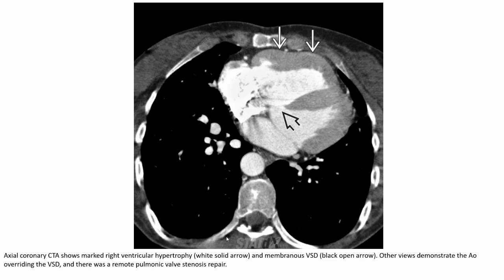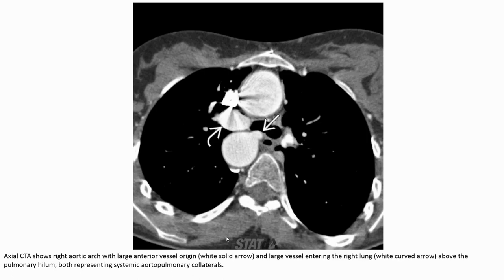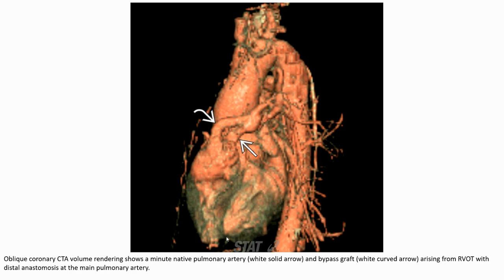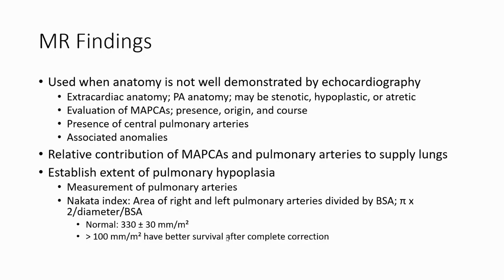Other views demonstrate the aorta overriding the VSD, and there was a remote pulmonary valve stenosis repair. Axial CTA shows a right aortic arch with a large anterior vessel origin and a large vessel entering the right lung above the pulmonary hilum, both representing systemic to pulmonary collaterals. Oblique coronary CTA volume rendering shows a minute native coronary artery and a bypass graft arising from the right ventricular tract with distal anastomosis at the main pulmonary artery.